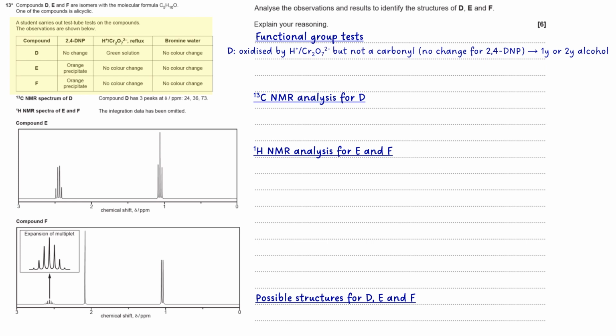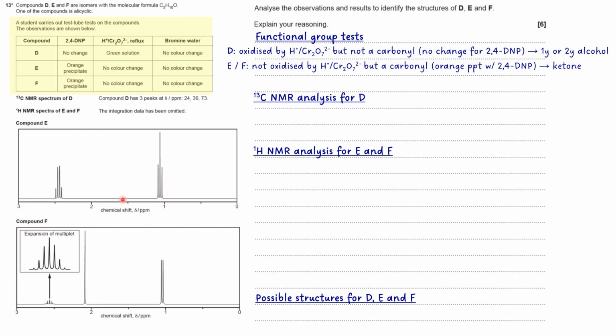D is oxidized by H+ and Cr2O7 2-. So you can see it goes from orange to green. There's no change with 2,4-DNP, so it's not a carbonyl. That must mean it's a primary or secondary alcohol. It's not going to be a carbon-carbon double bond because there's no color change with bromine.